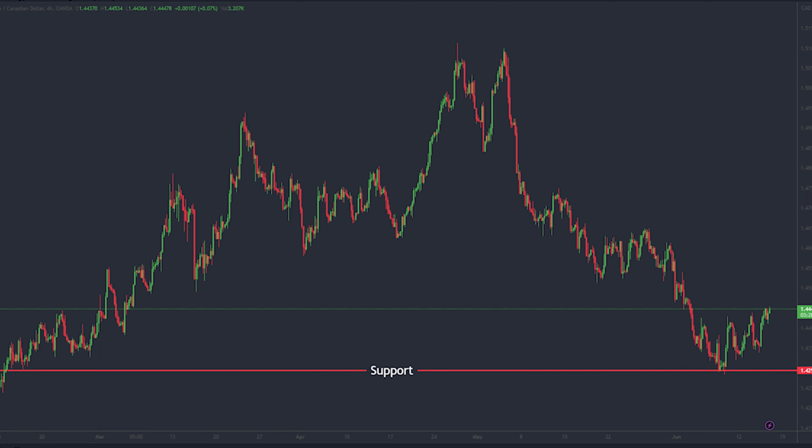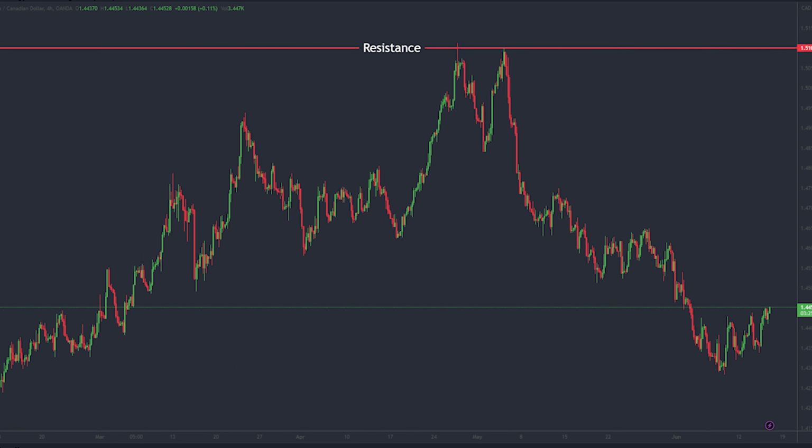When a security's price action approaches a support level, traders often look for buying opportunities, as there is a higher probability that the price will bounce off of the support level and begin to rise. Similarly, when a security's price approaches a resistance level, traders often look for selling opportunities, as there is a higher probability that the price will bounce off the resistance level and begin to fall. It is important to note that support and resistance levels are not always exact price levels. They can be zones or areas on a chart where the price tends to bounce or stall.